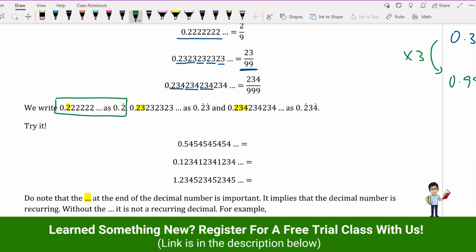What if it's 0.232323? This one is the repeating one, right? Then you write it as 0.23 with a dot on each digit.